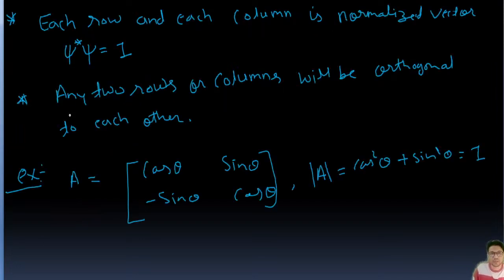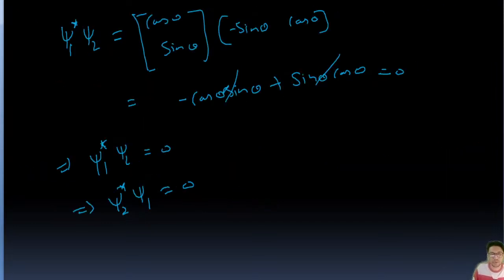So this is very important: any two rows or columns will be orthogonal to each other. It means psi 1 star psi 2 or psi 2 star psi 1 is going to be 0. Very important thing. So this is satisfying orthogonality: any two rows or columns will be orthogonal to each other. So now I have explained this property.